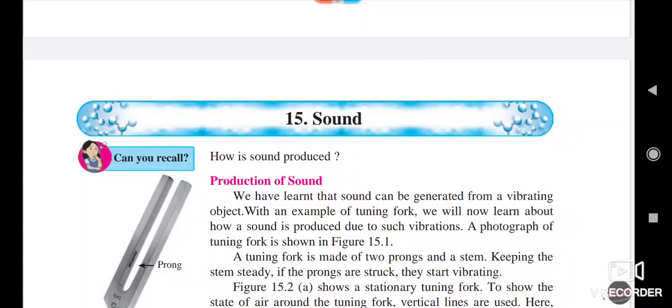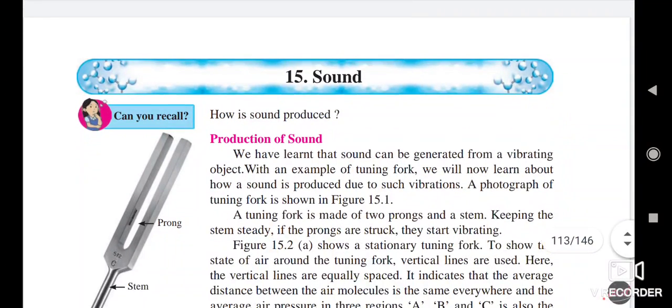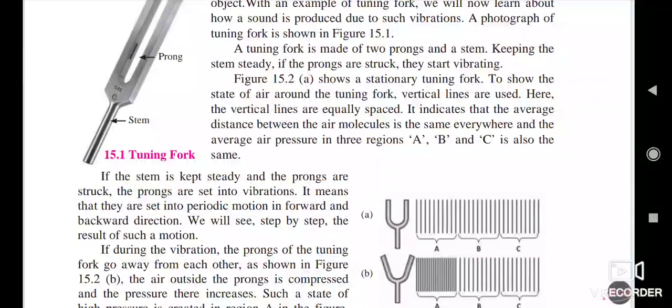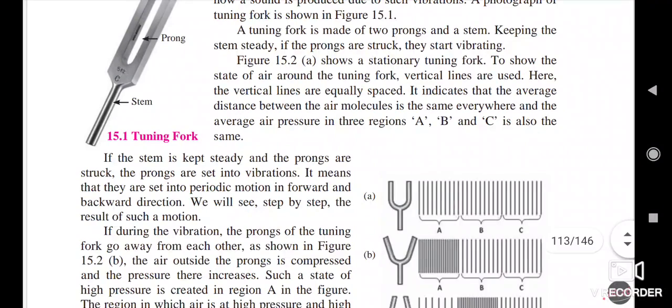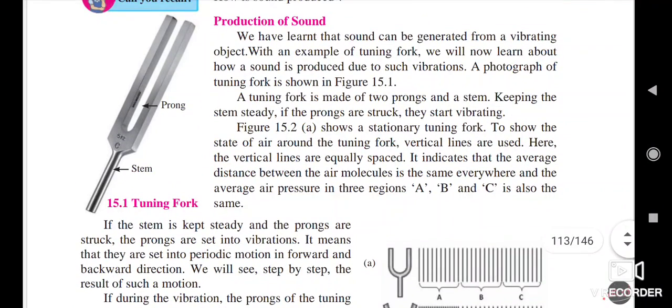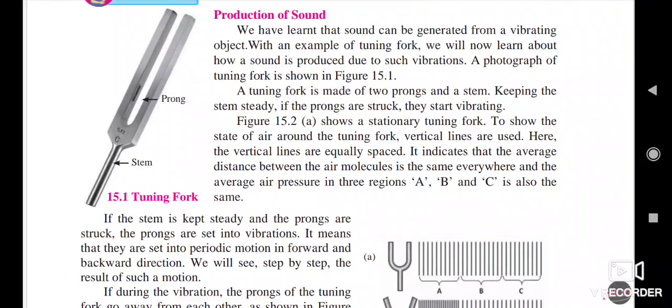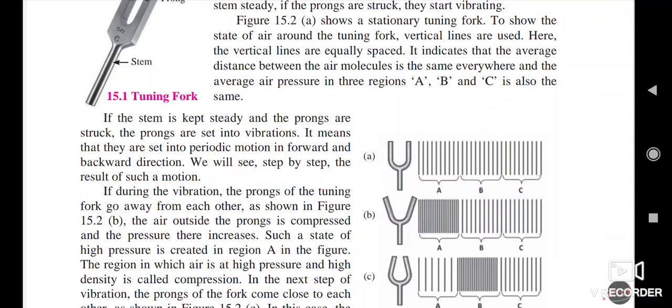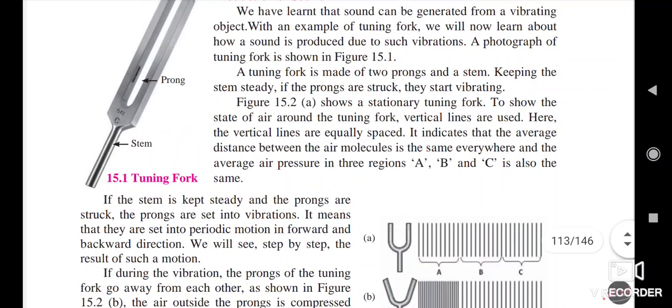Okay, so in this lecture we will start the topic of sound. Okay, how sound is generated or produced. The first picture we saw is of a tuning fork. The tuning fork is used to produce a sound. So first we read this point thoroughly with explanations.